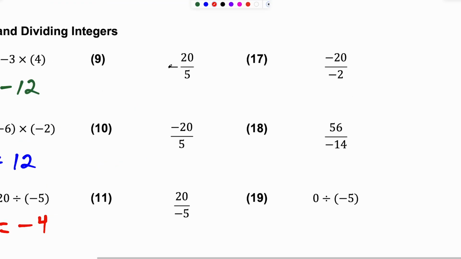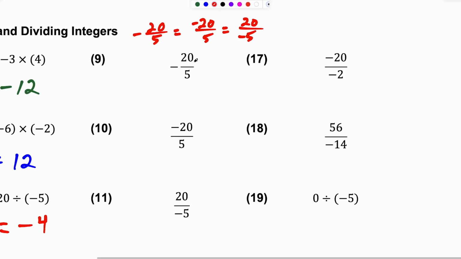Question 9, we have negative 20 divided by 5. Now, one thing I want to point out here, -20 over 5 like this, we could write the negative in a few different places. So we could have it in front like this. We could also have -20 divided by 5. And we could also say 20 divided by -5. I just want to point out that these three expressions are equal to each other.